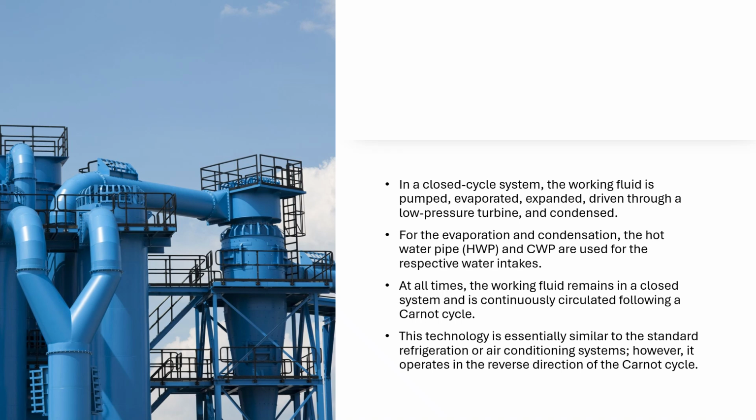As we have seen in the OTEC closed loop system, we have two pipes, one for the hot water and the other one for the cold water. At all times, this working fluid remains in a closed system and is continuously circulated, like following a Carnot cycle. This is similar to the standard refrigeration or air conditioning system. However, it operates in the reverse direction of the Carnot cycle. Okay.